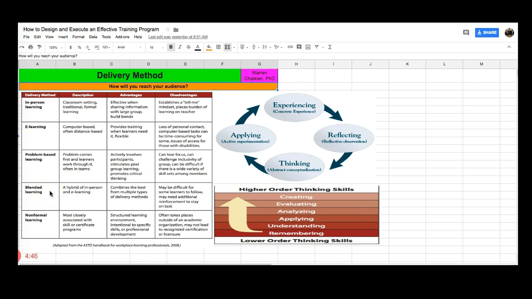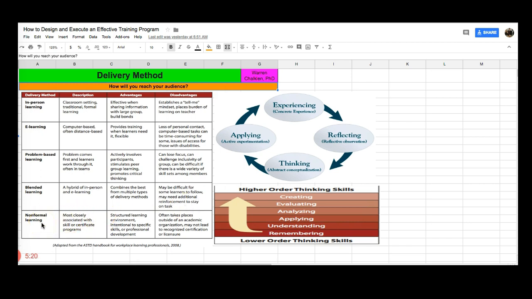Sometimes we can use blended-based learning, so the learning that sort of figures out how to blend in-person and e-learning. And what that does is it helps us think about the situation. I'm a big fan of blended learning, but it may be difficult for some learners to follow. For example, learners who are very shy may be very adept at e-learning and not very adept at in-person. And so they may struggle in one context and not in the other. And especially if the lesson is mixed, that could really cause issues.